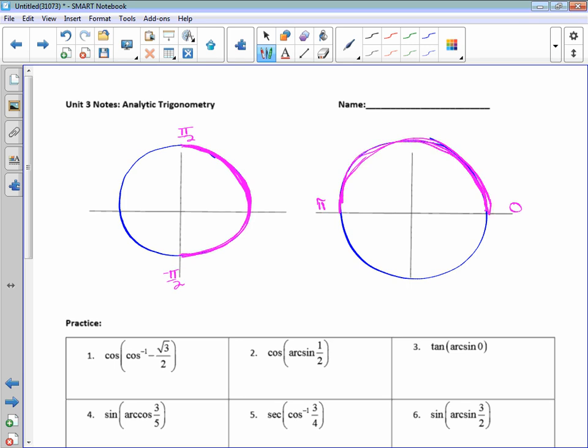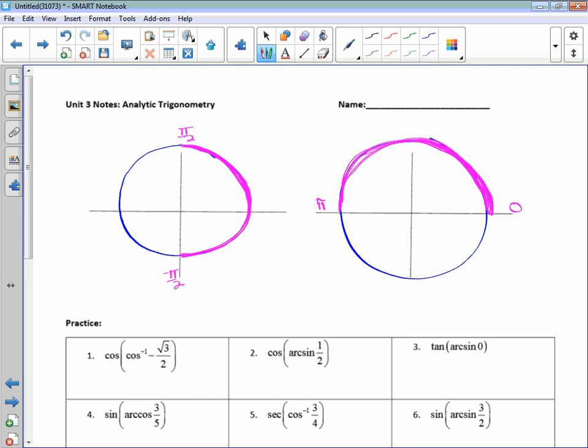Alright guys, so these are both unit circles, but I'm not just being bored and adding color, okay? We're using a specific part of our unit circle for each of these. So think about the graphs we just drew.